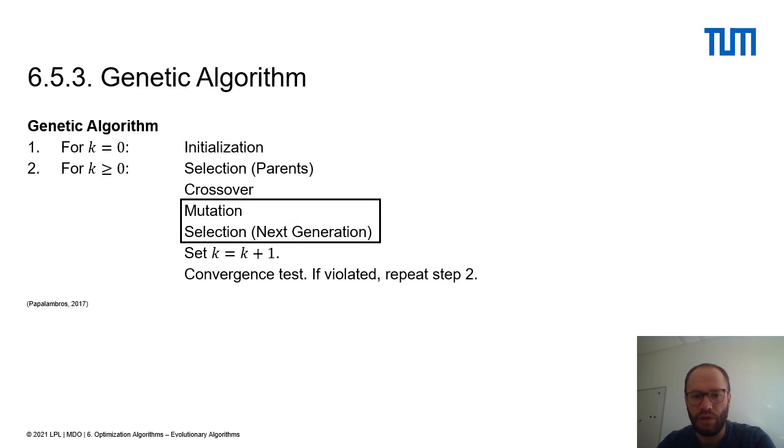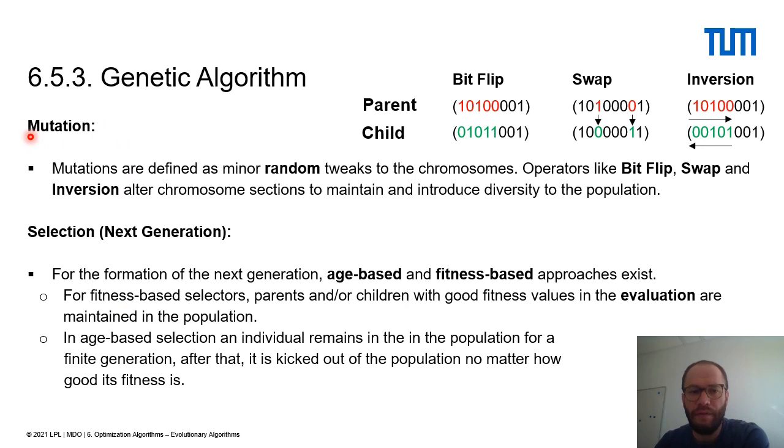After the crossover operation, we go on with the mutation first. The difference between mutation and crossover is that now there's not a set of parents that are involved, but only one parent is mutated. And here's also the definition: minor random tweaks to the chromosomes of the parents. And there are different operators for that. Here just some examples, for instance, the bit flip.